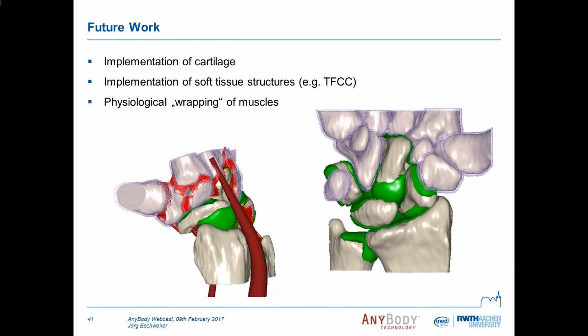Furthermore, we will implement information about the cartilage and the missing soft tissue structures. Also, the consideration of more realistic muscle wrapping will be part of our future work.